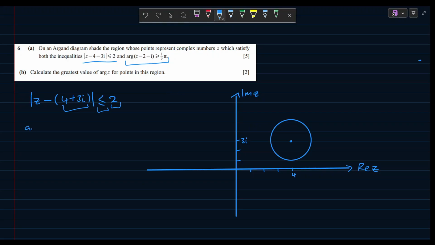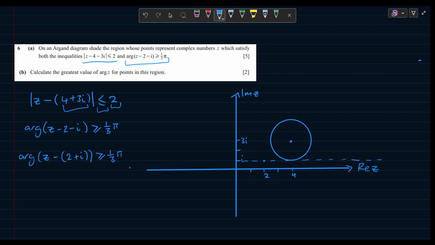So that's arg(z - 2 - i) is greater than or equal to a third pi. So we need to factor out the negative sign. So arg(z - (2 + i)) is greater than or equal to a third pi. So our point 2 + i is going to be this point over here. So we're going to draw a horizontal line here.